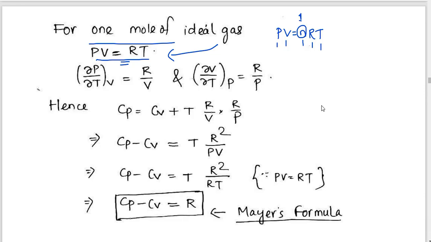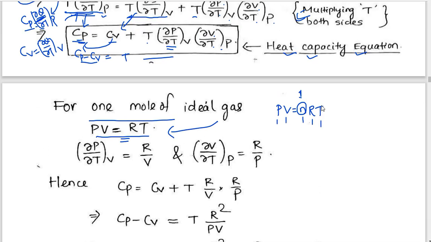हमको हीट कैपेसिटी इक्वेशन में जो Cp minus Cv होता है उसको निकालना है. तो क्या फॉर्मूला है. So T into, first of all, del P by del T at constant V, एक पार्ट, और del V by del T at constant P, वो दूसरा पार्ट. पहले इसको निकालना है, del P by del T at constant V. This one is for ideal gas.